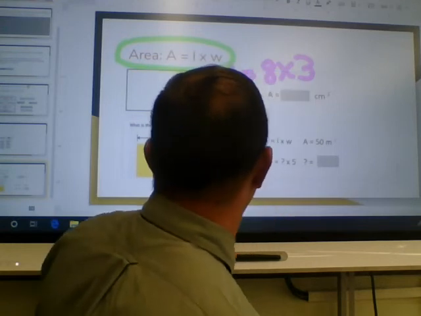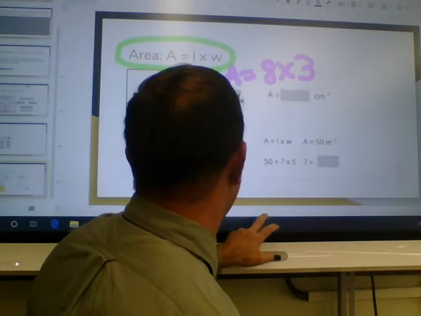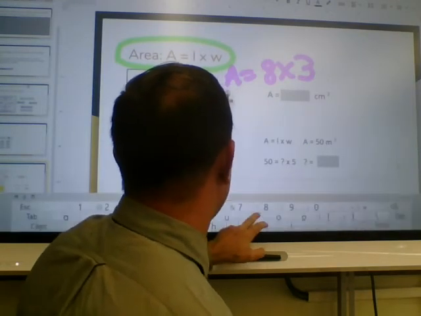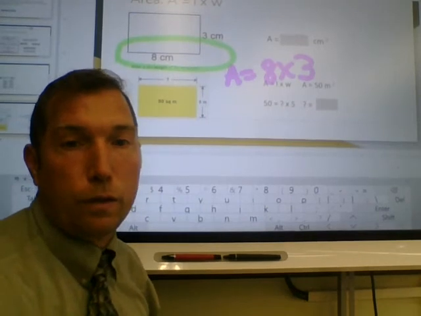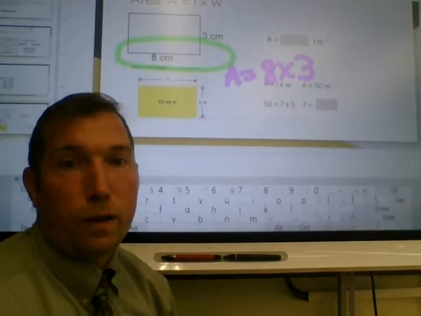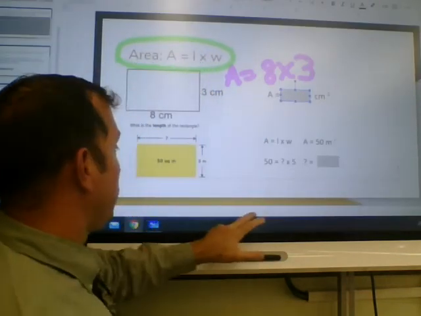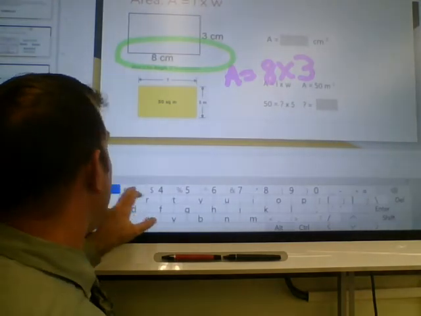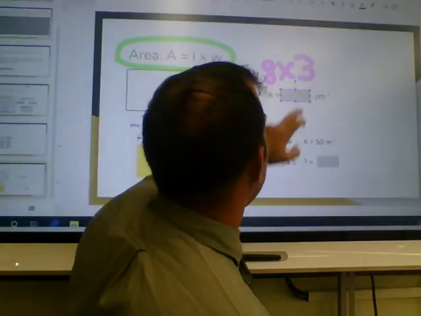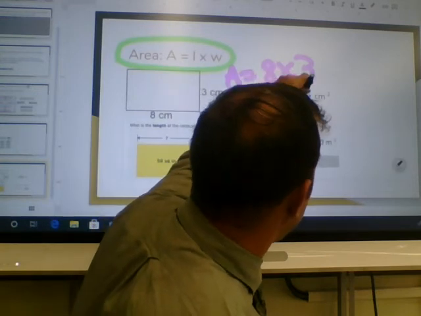Okay, I would have 24 square centimeters. Technical difficulty. Okay, so then you would click on the box. I know it moved on me. Back to my keyboard and put in, it's not going to work for some reason. I'm just going to write the number 24 in there.